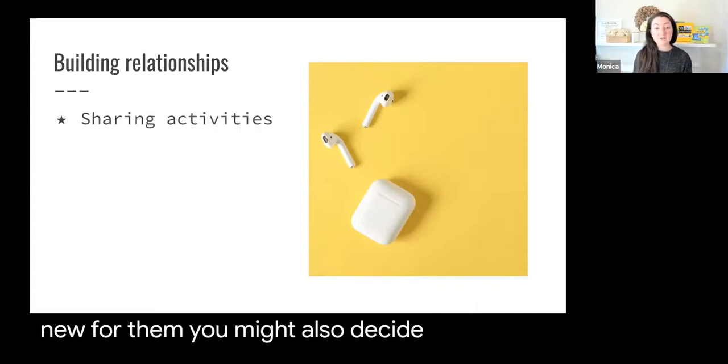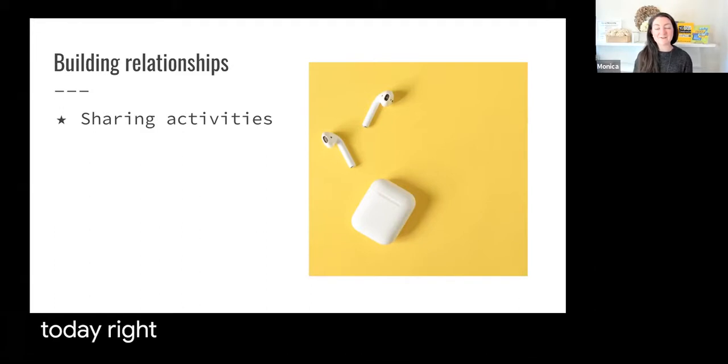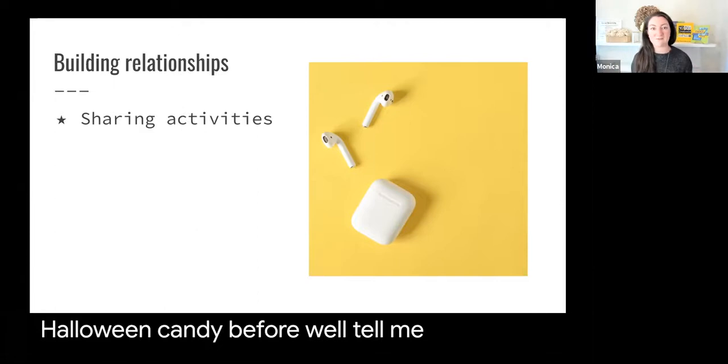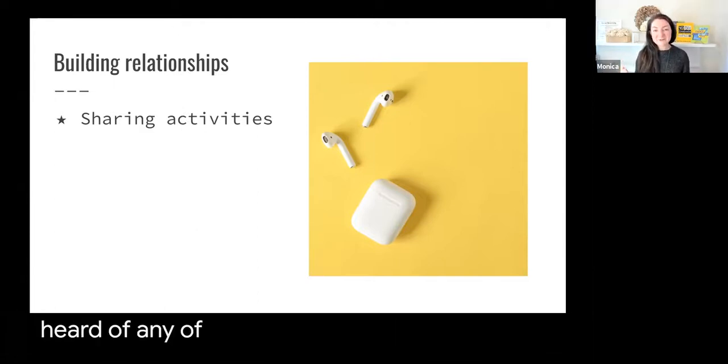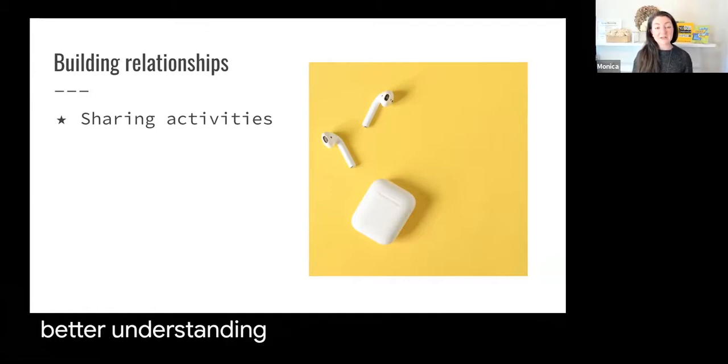You might also decide to include some sharing activities where students share stories, share favorite things. We started off today, right, sharing our favorite Halloween candy. So, that idea of building a relationship by sharing what's important to you can help students understand other perspectives, understand that if someone's never heard of that Halloween candy before, well, tell me all your favorite ones then, because maybe I've never heard of any of your favorite Halloween candies before. So this becomes an opportunity to build relationships, strengthen bonds that when we go into our STEM lessons, kids are more bought into their group mentality because they have a better understanding of who they're working with.